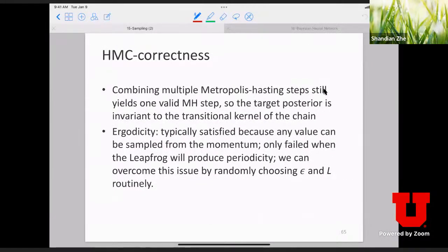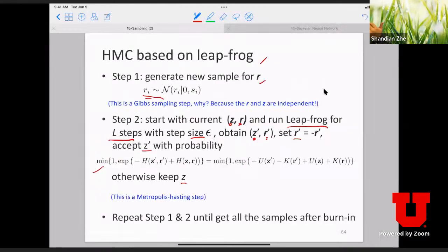There's an interesting thing about HMC: the generating of samples is a hybrid of random sampling and deterministic transformation. Random sampling comes from step 1, where every time you randomly generate a new sample for the momentum. And deterministic comes from step 2, where we evolve the state of the Hamiltonian system. This is totally deterministic. There's no randomness there.